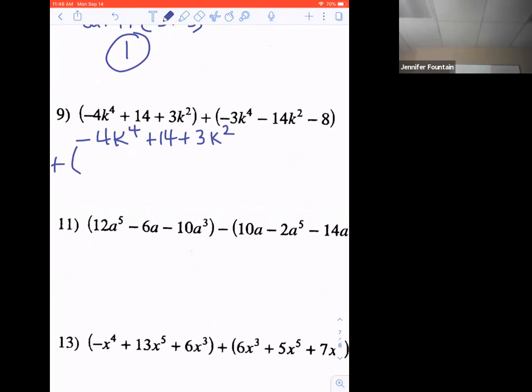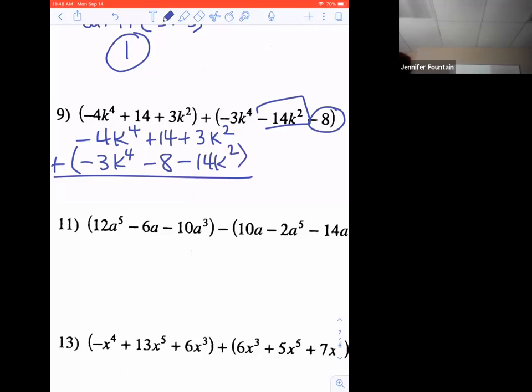What needs to go underneath negative 4k to the 4th? Negative 3k to the 4th. What needs to go under 14? Negative 8. What needs to go under 3k squared? Negative 14k squared. Do you see how we made sure to line these up based on the variables and the exponents? I need to make sure that they are lined up with the same variable and the same exponent.